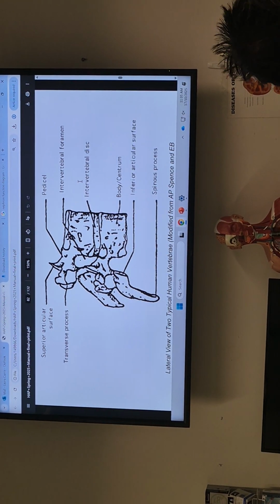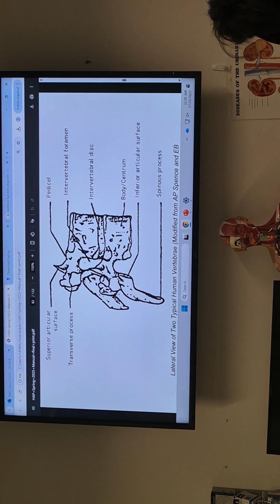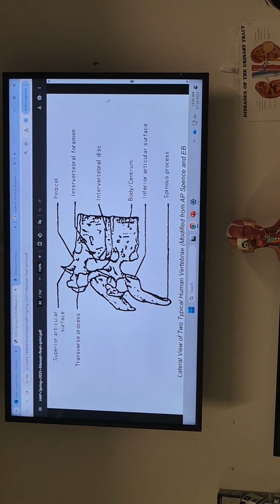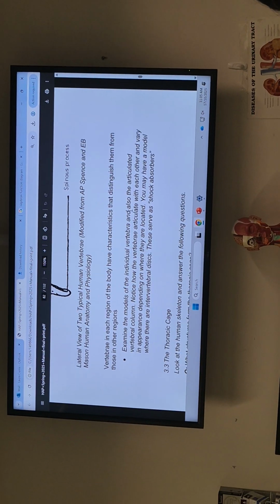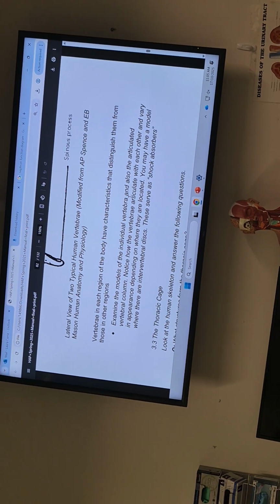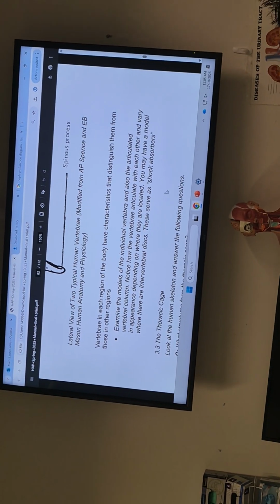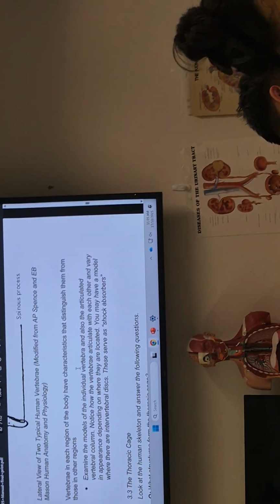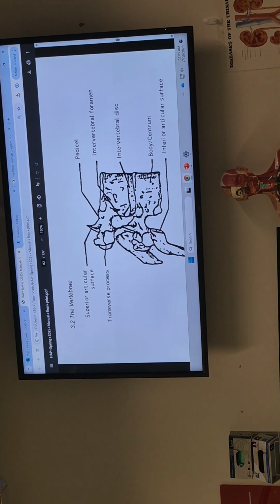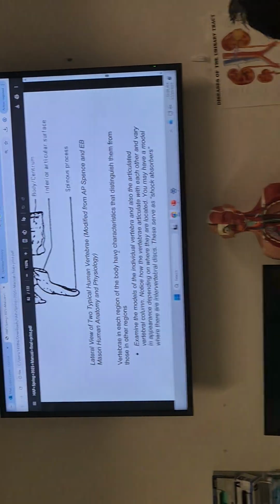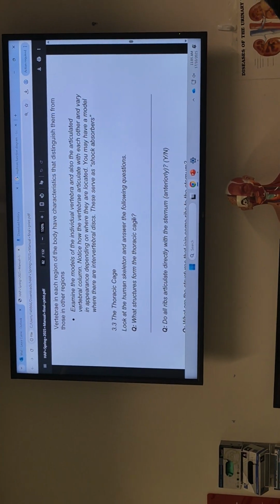And then the vertebrae. I doubt that you need to know all of these parts, so don't worry too much about it. What you might want to know is the intervertebral discs and how they are shock absorbers. I doubt you need to know any other parts of this since it's just mentioned in passing. Thoracic cage.